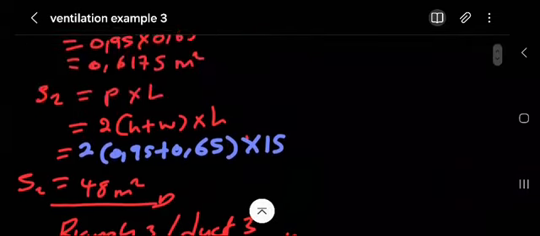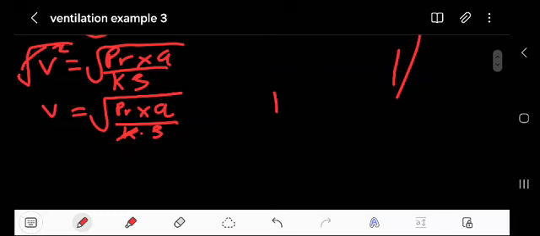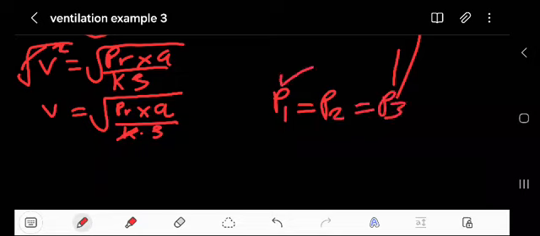So if they say same pressure, that means pressure 1 is equal to pressure 2 is equal to pressure 3. That means the first duct pressure, the second duct pressure and the third duct pressure are the same. That means the pressure will go out, and we'll be left with A over S like this. This is your formula.